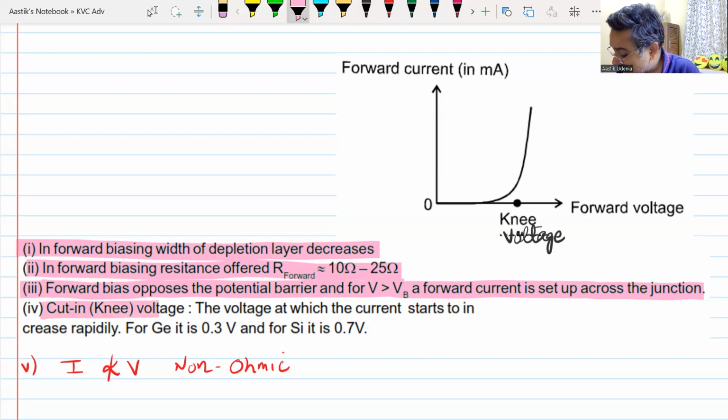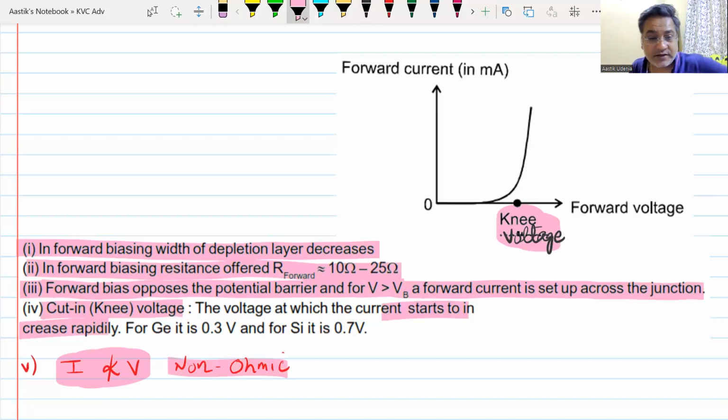There is a voltage which is known as the cut-in or the knee voltage. Do you see this, the cut-in or the knee voltage? This is the voltage at which the current starts to increase rapidly. Current is not directly proportional to V, so this is a non-ohmic device. Do we understand this? Yes, sir. You have 2 minutes to note this down. Remember, in this chapter, everything is theoretical.